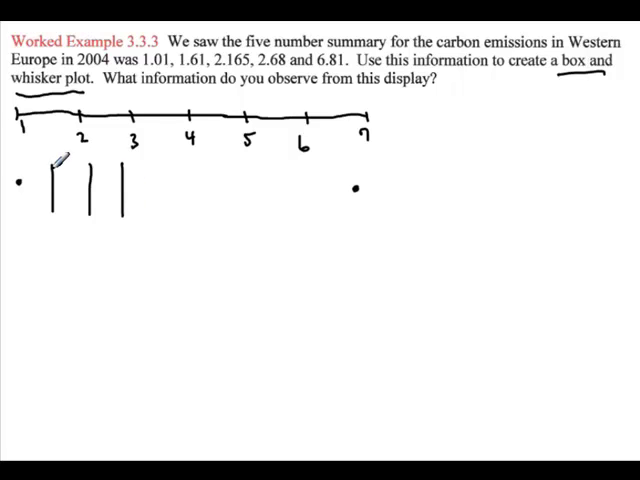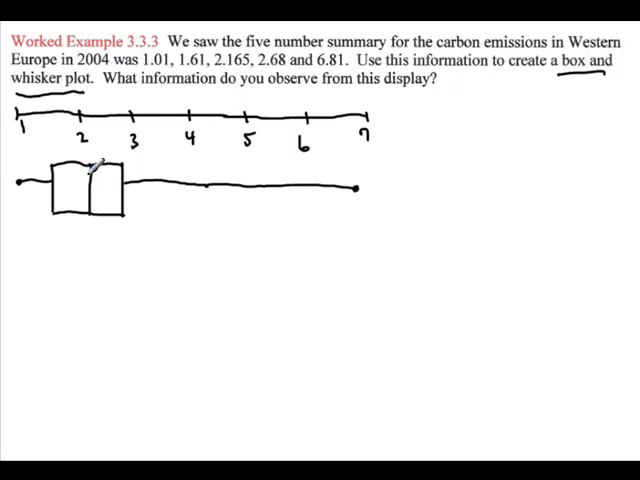And we actually form 2 boxes, or one big box with 2 parts inside. And there's our box, and here are our whiskers. Now, here's what this does for us. Here's what this means.